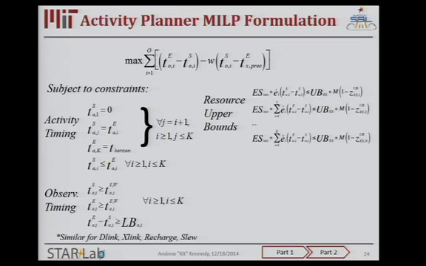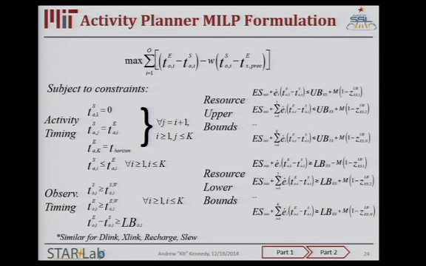And then the spacecraft agent has to respect upper bounds and lower bounds on its resources. So this is just formulated in terms of energy storage. It has to maintain its energy storage above a lower bound and below an upper bound at all times, so its battery level. And the same goes for data storage and momentum storage.